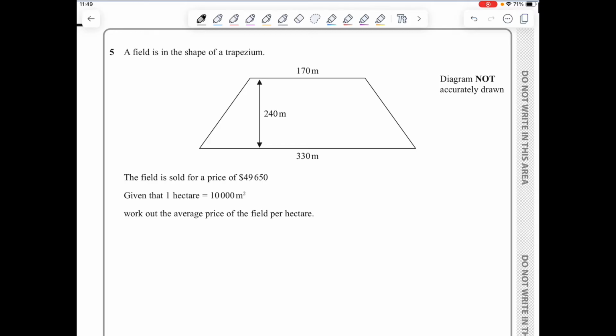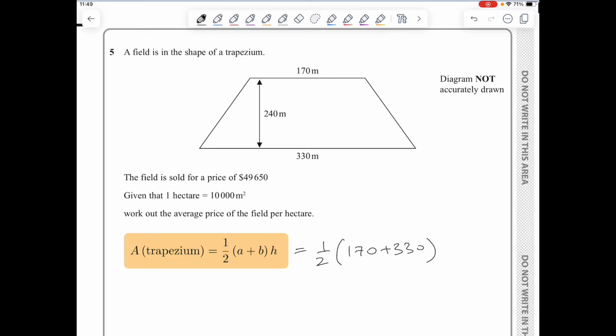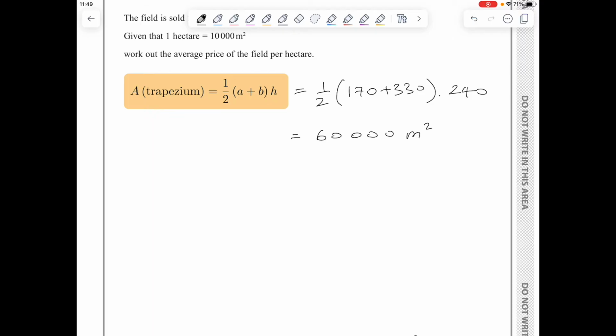So for question 5, I'll start by finding the area of the trapezium in meters squared, convert to hectares, then divide the price by the number of hectares, and this will give you the final answer. So let's start with the area of the trapezium. This is the formula. It's given in the formula sheet. Let's substitute the numbers we have. 1 over 2 times 170 plus 330 times 240. This will give me 60,000 meters squared, and since 1 hectare is 10,000 meters squared, this is 6 hectares.